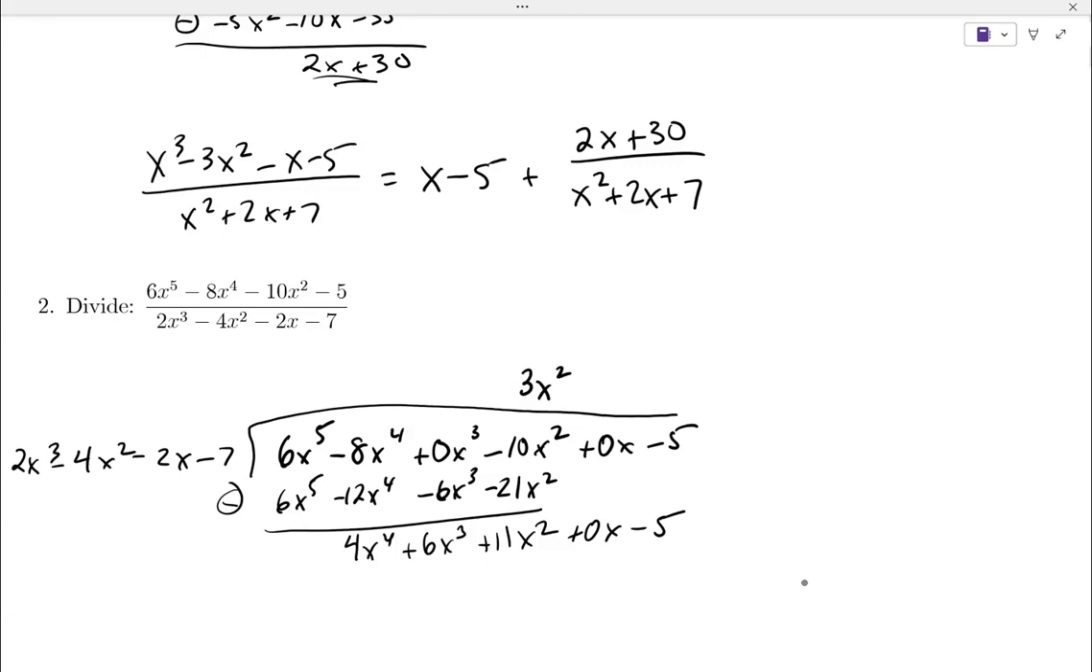Now, what was the next question we need to ask ourselves? I need to look at the 2x cubed and the 4x to the 4th, right? What do you multiply 2 by to get 4? 2. What do we multiply x cubed by to get x to the 4th? x. So up here I'm going to write plus 2x.